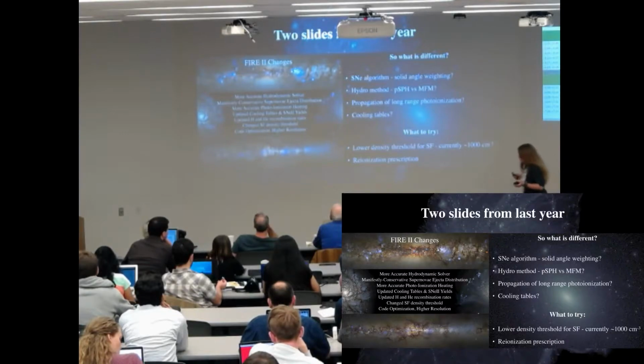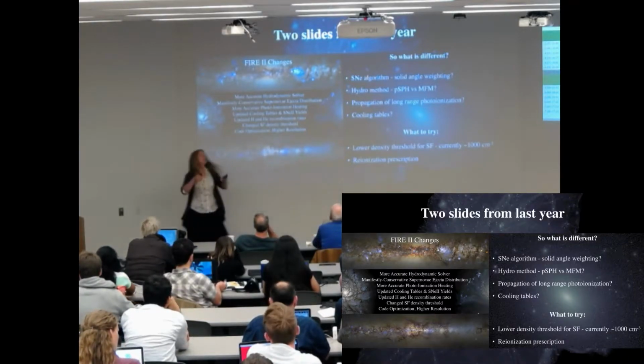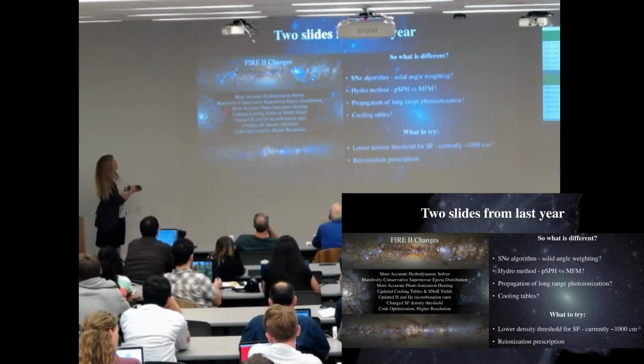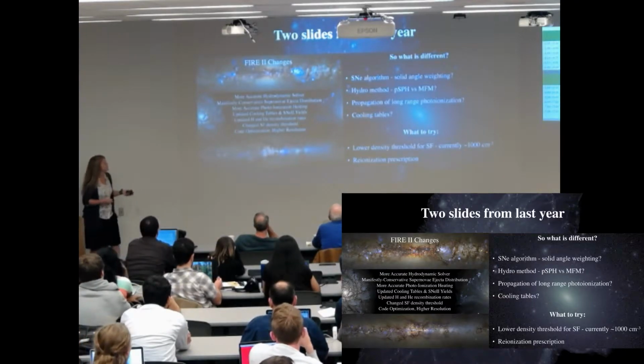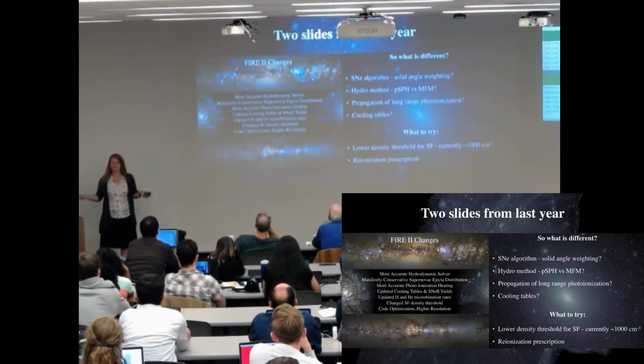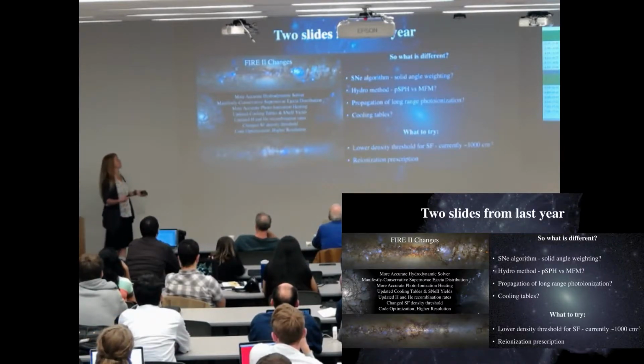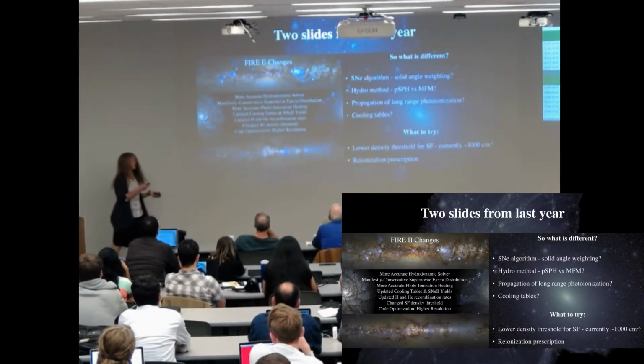So here are two more slides from last year. As you can see, I was really trying to figure out what was going on. It was concerning. I had a list of all the different changes that we made in FIRE 2, and some ideas about what the issue was, because it didn't seem to be affecting anyone else in the collaboration, any other objects. The only thing that seemed to be missing was the ultra-faint satellites.